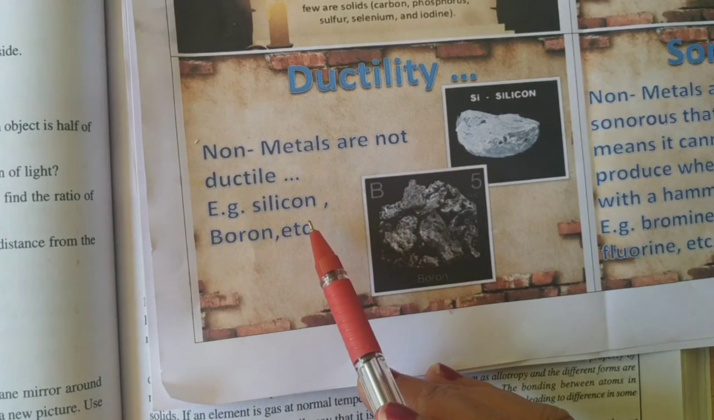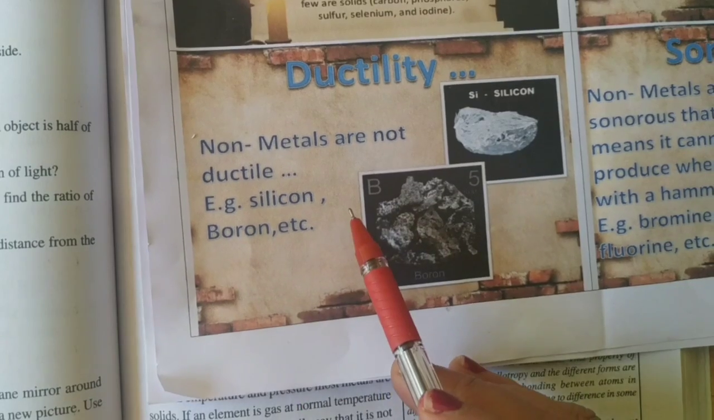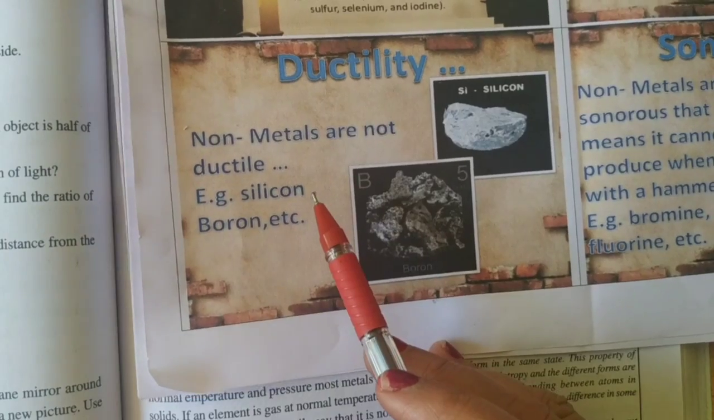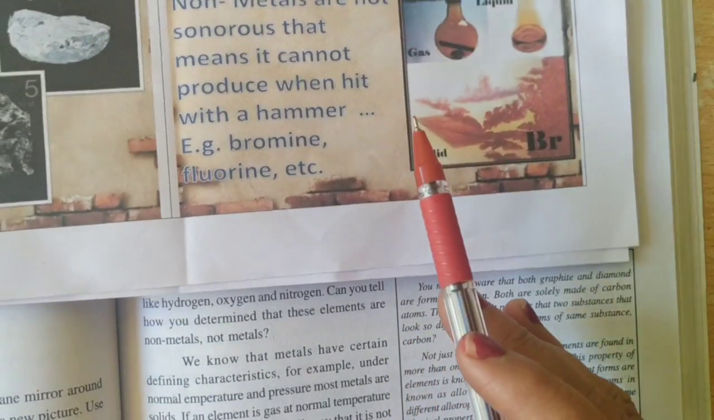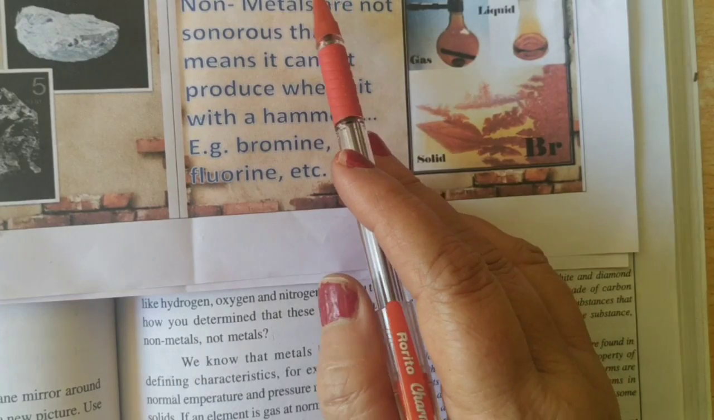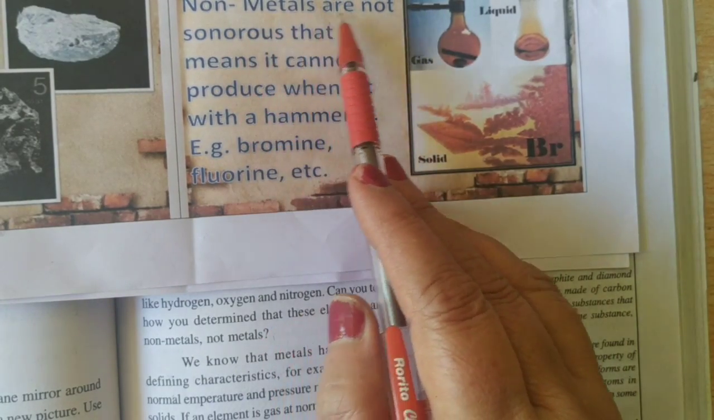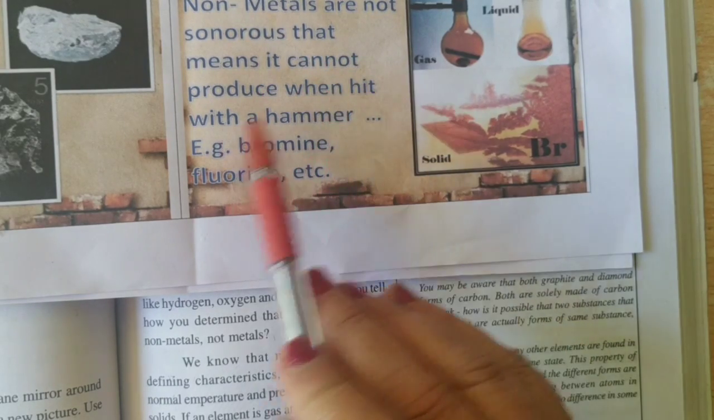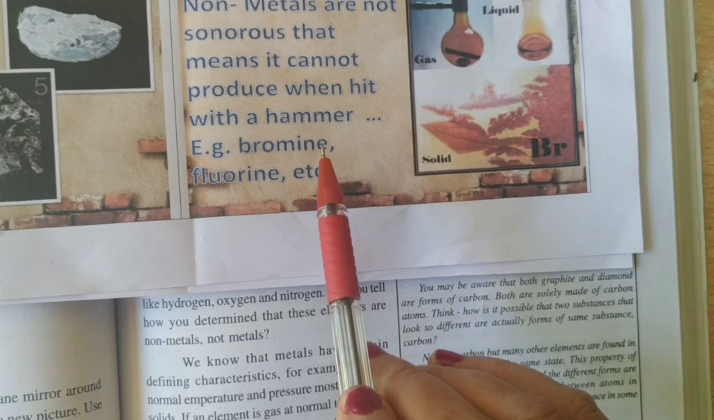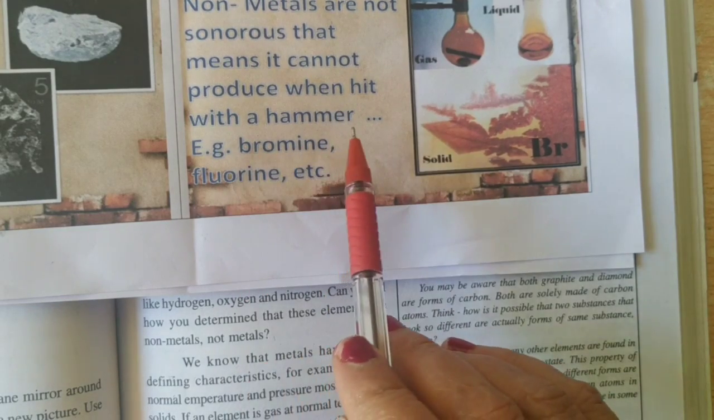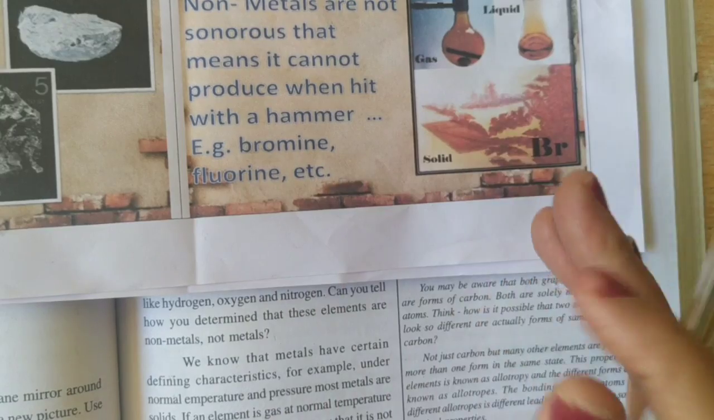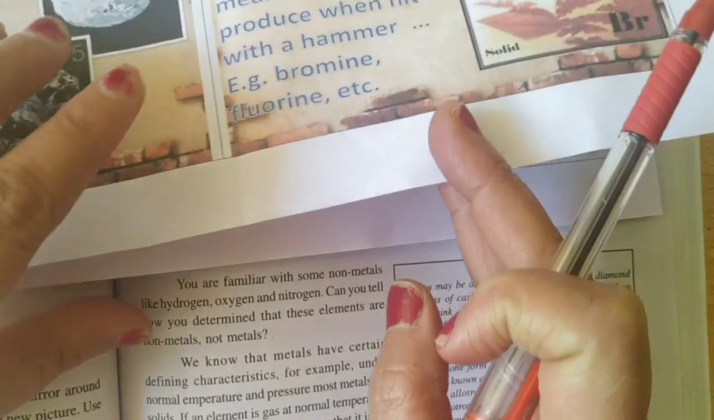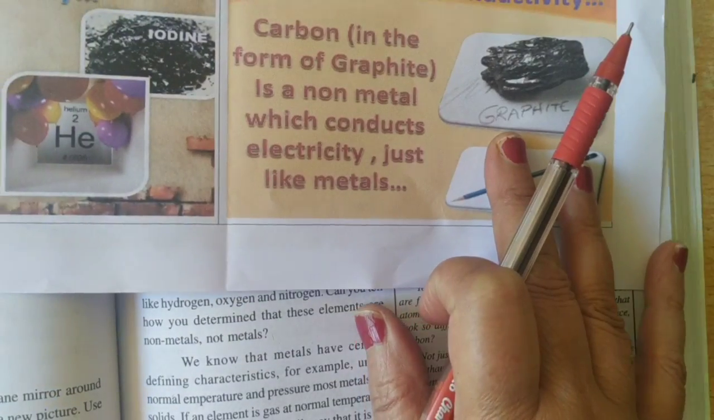Silicon, boron are examples of nonmetals and they are not ductile. Metals have one more property, that is sonorous, but nonmetals are not sonorous. That means they cannot produce sound when hit with a hammer. Bromine, fluorine, etc. are examples of nonmetals and they are not sonorous.